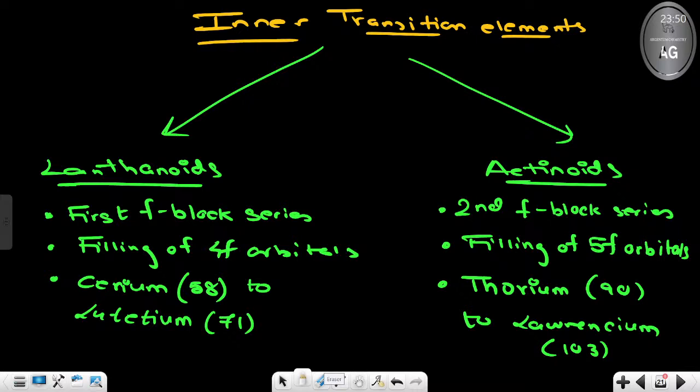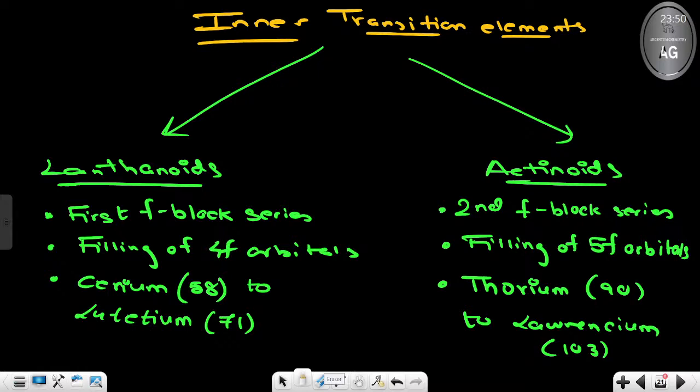Now we are going to the inner transition elements. Transition elements, understood? Some of the elements hiding inside the transition elements we have moved outside the periodic table. Those are the inner transition elements. Because the shape of the periodic table gets distorted, we have shifted them out of the periodic table. Clear? So those two separate rows are not D block elements, they are F block elements.